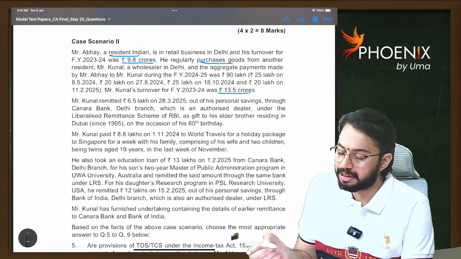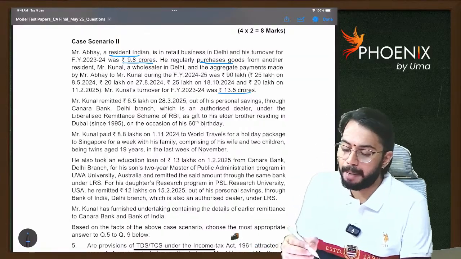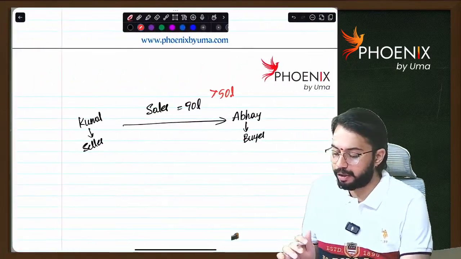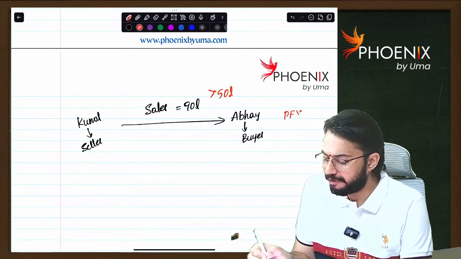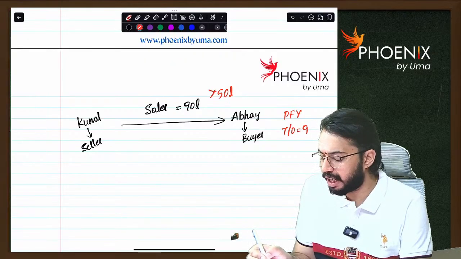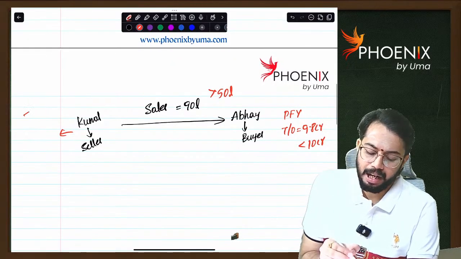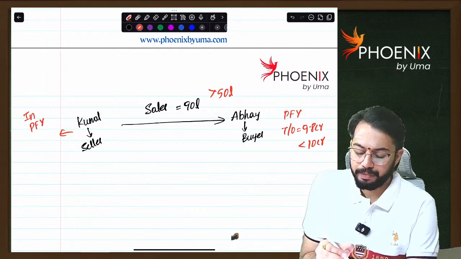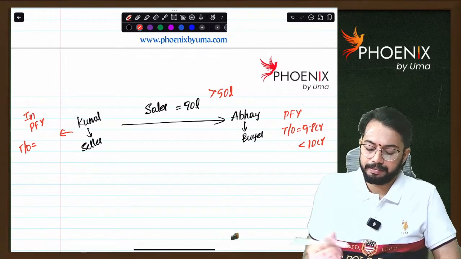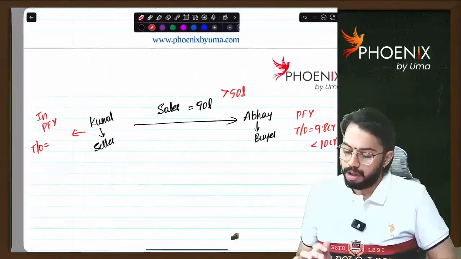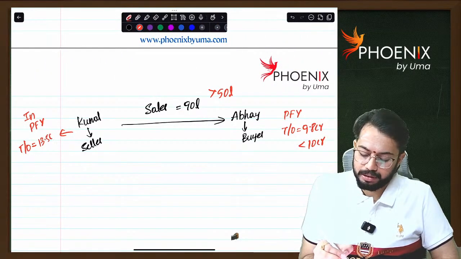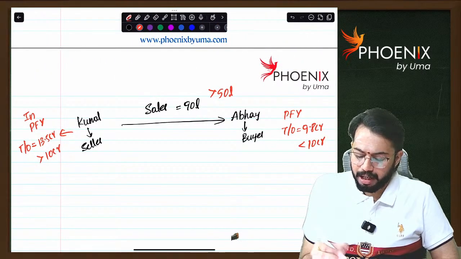Kunal's turnover was 13.5 crores. Abhay's turnover was 9.8 crores. So, in the preceding financial year, Abhay's turnover is 9.8 crores, which is less than 10 crores. However, in the preceding financial year, Kunal's turnover is 13.5 crores, which is more than 10 crores.